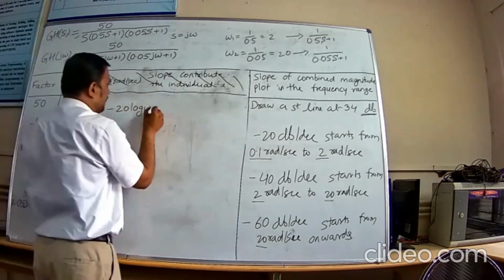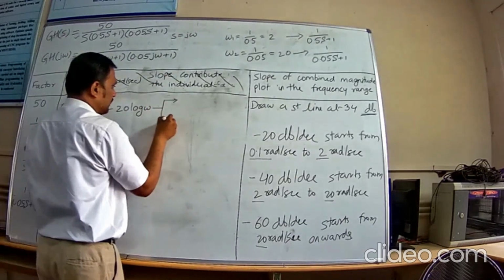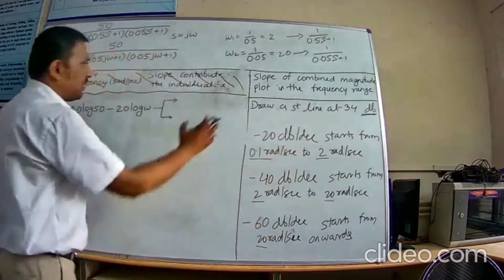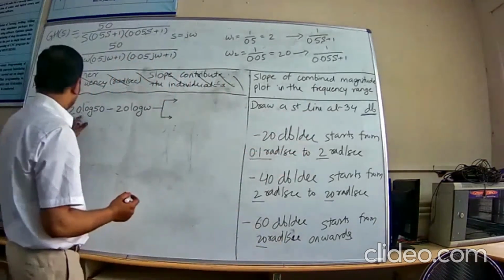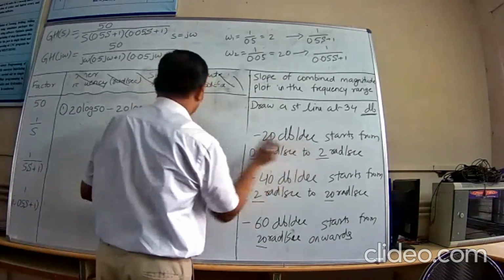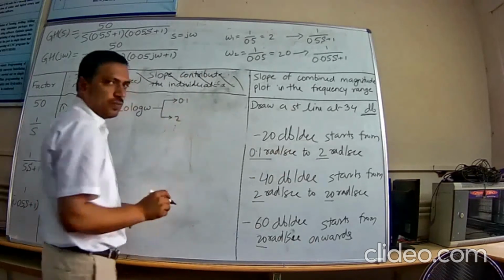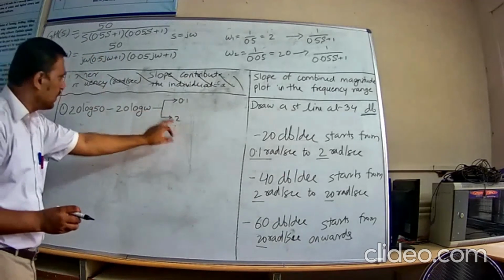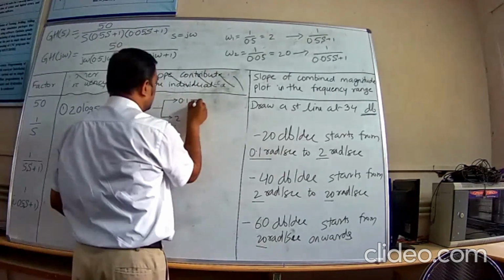After writing this equation, we have to use two values. The two values depend upon the last column of the tabular column. Whatever last column you have taken, depending on that we take the values. For 20 log 50 minus 20 log omega, the omega values should be 0.1 and 2. If you substitute 0.1 and 2 here, then whatever values you get, I will write here.